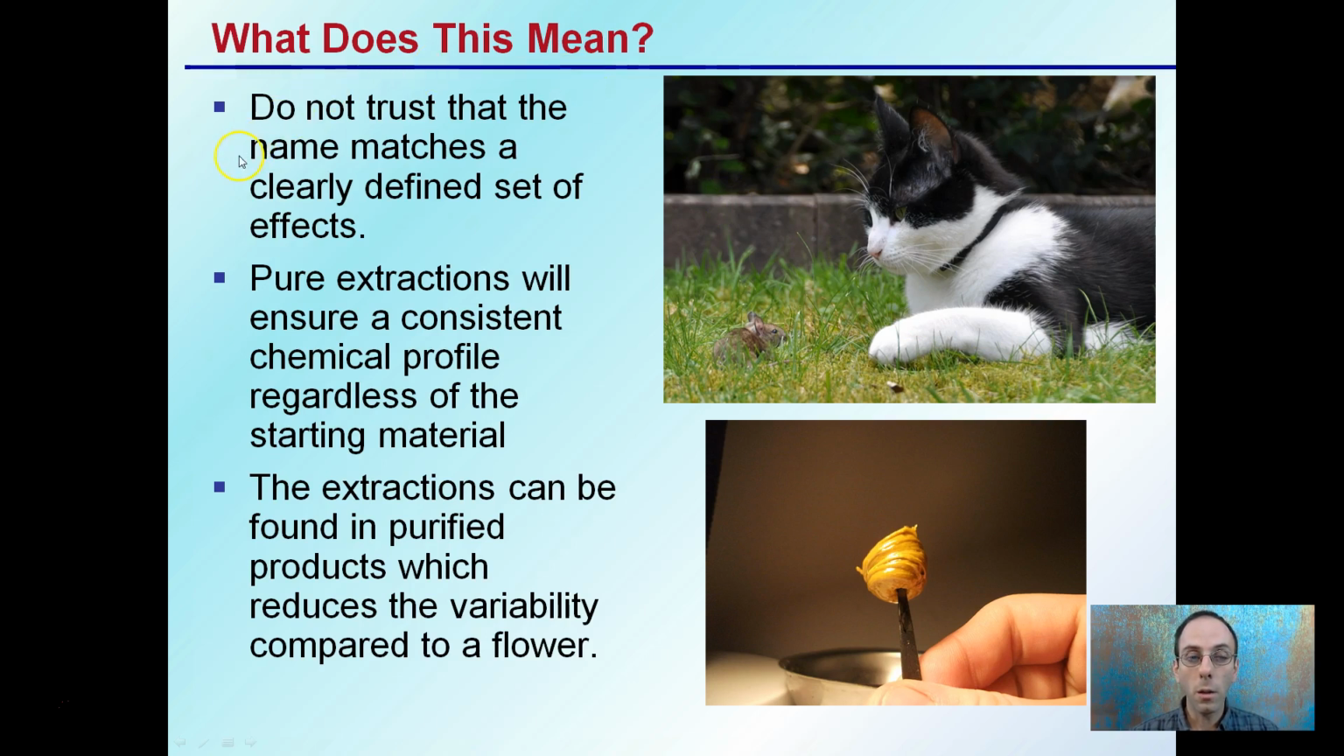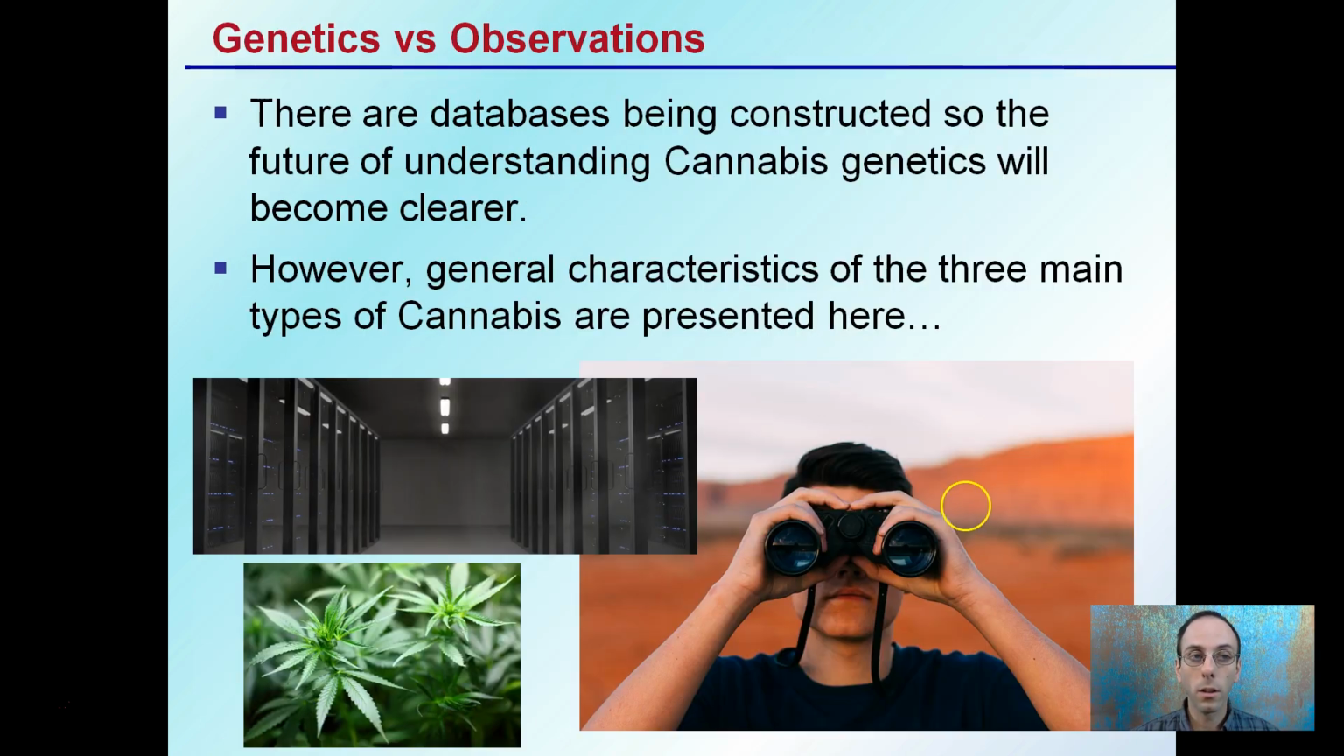So what does this mean? It means do not trust that the name matches a clearly defined set of effects. We see here with the mouse and the cat, the mouse should not always be trusting the cat. Pure extractions will ensure a consistent chemical profile regardless of the starting material. The extractions can be found in purified products, which reduces variability compared to use of the flower.